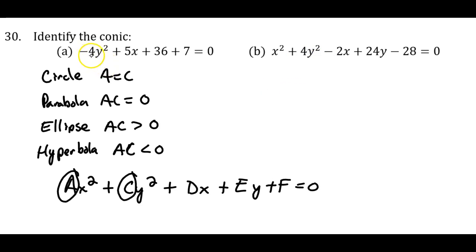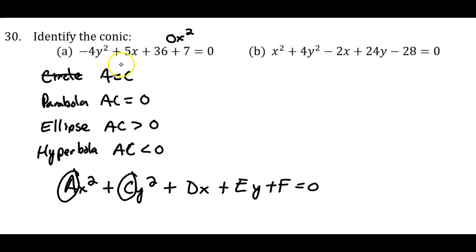Look in front of this one, negative 4, and there is no, it's like saying 0x squared right there. And so those aren't equal, so it's not a circle. We can rule out circle as an option for both of these.